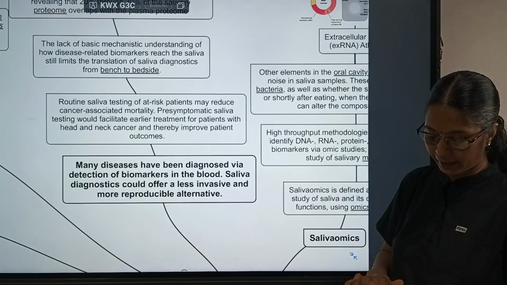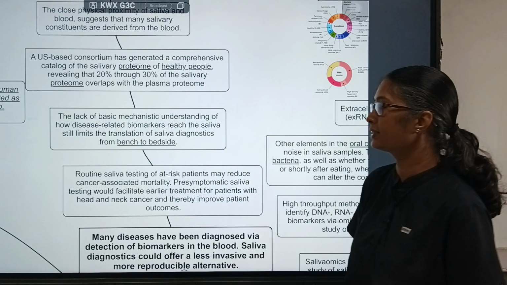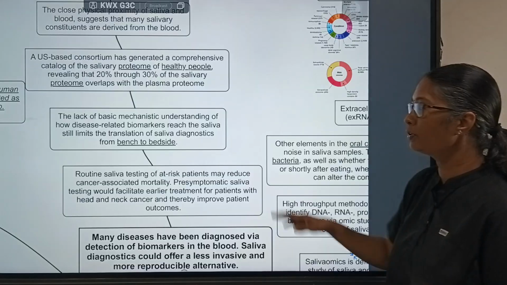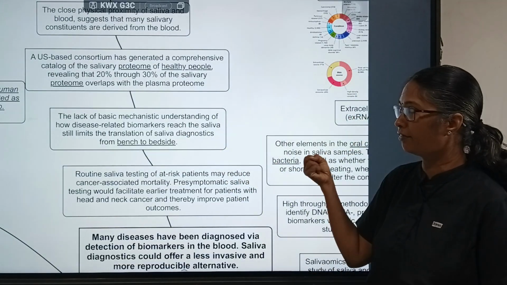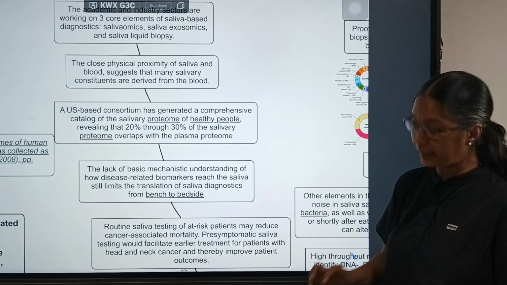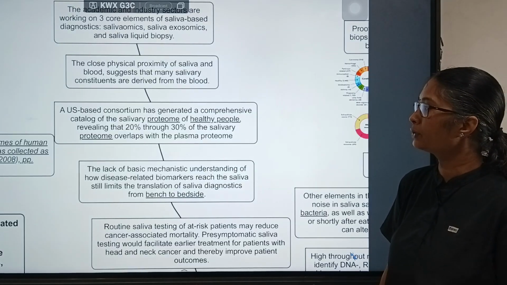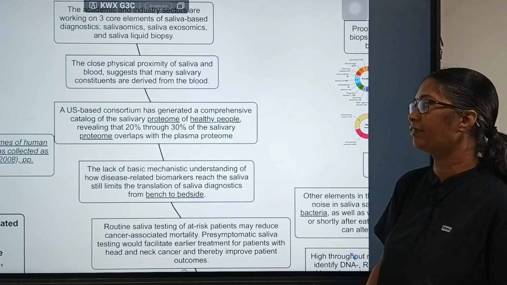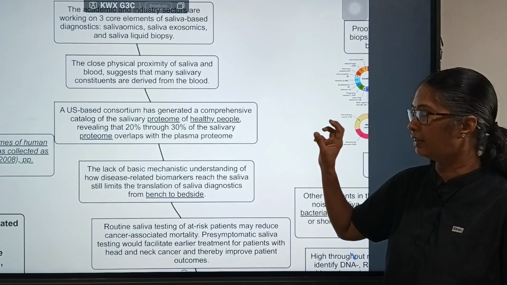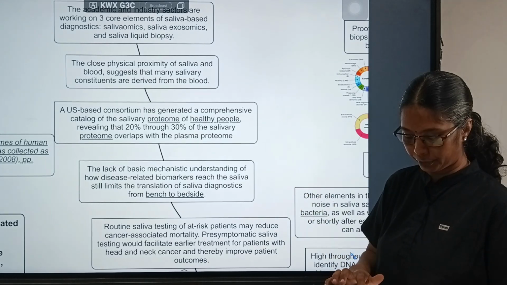And the lack of basic mechanistic understanding of how the disease-related biomarkers reach the saliva still limits the translation of salivary diagnostics from bench to bedside. So we don't know how the salivary biomarkers reach the saliva from the disease-related areas. So a US-based consortium had generated a comprehensive catalogue of the salivary proteome of healthy people, revealing that 20% to 30% of the salivary proteome overlaps with the plasma proteome. So this US-based consortium has given a statement that 20 to 30% of the salivary proteome resembles the plasma proteome.